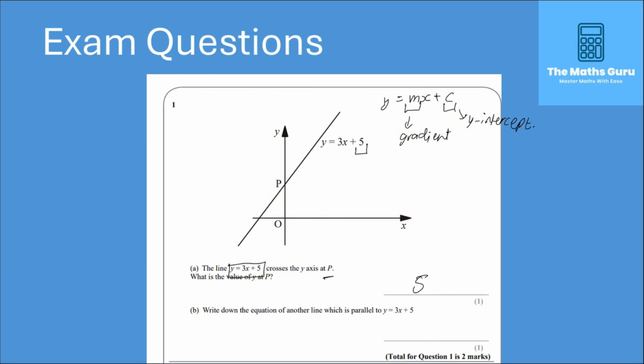Write down the equation of another line which is parallel to y equals 3x plus 5. If you think back to my revision video, any line with the gradient function y equals 3x is going to be parallel to y equals 3x plus 5. So any lines with the same gradient, and in this case it's 3x, will be parallel. So we can choose any number, and I'm just going to choose 1.